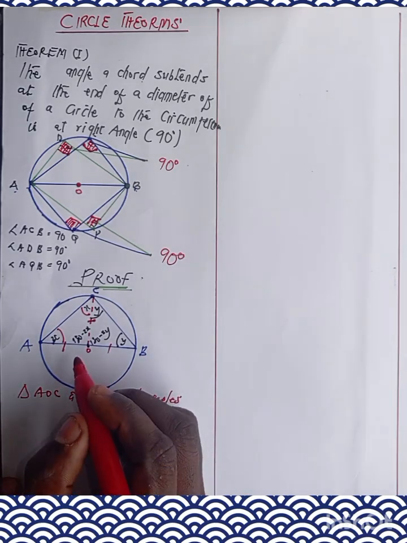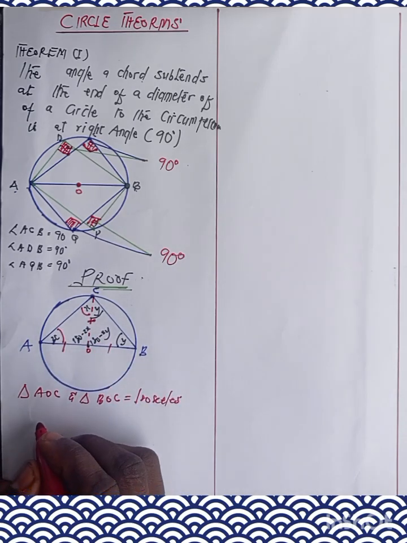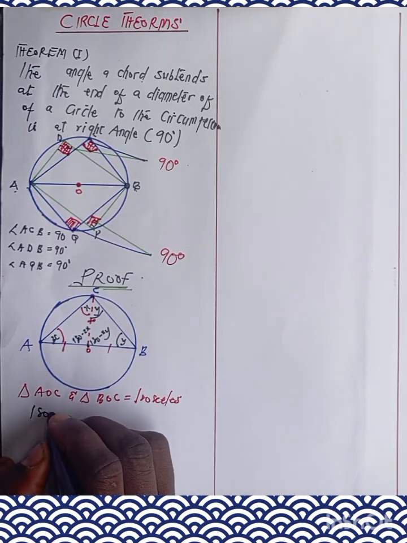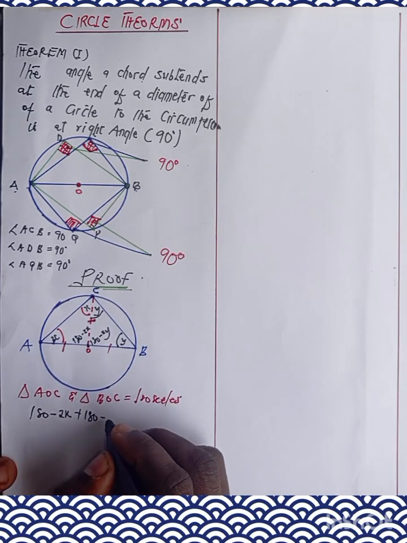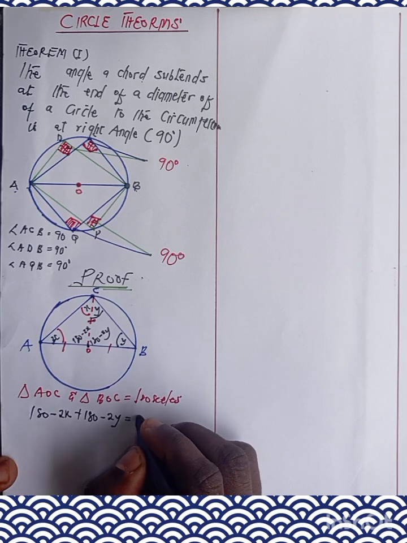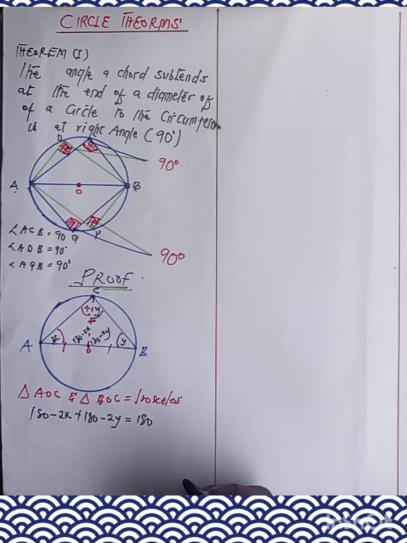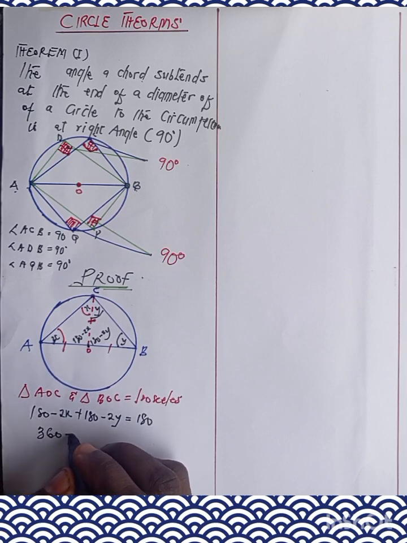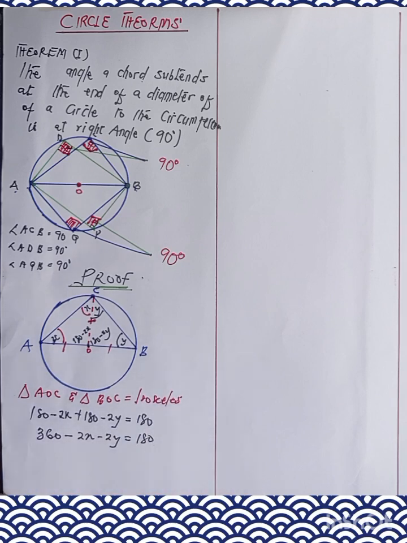So, angle on a straight line, we are going to sum this angle and then this angle together. So we are getting 180 minus 2x plus 180 minus 2y is equal to what? 180. That's the sum of interior angles of every triangle, or sum of angles on a straight line. Okay, so 180 plus 180 will give us 360 minus 2x minus 2y is equal to 180.